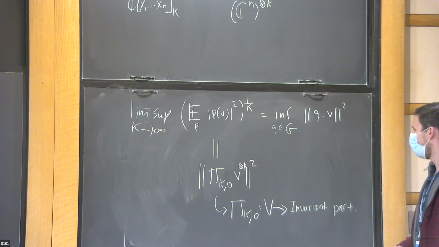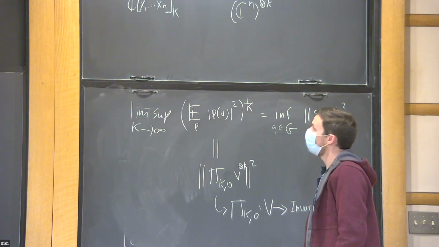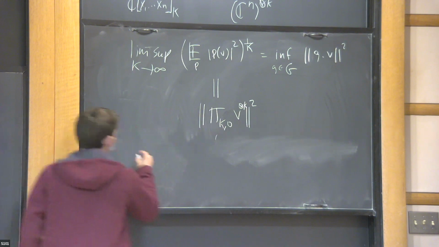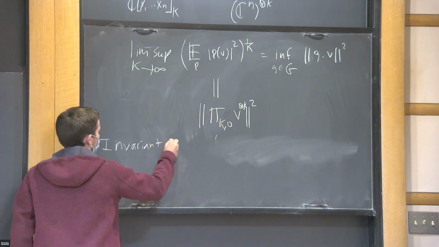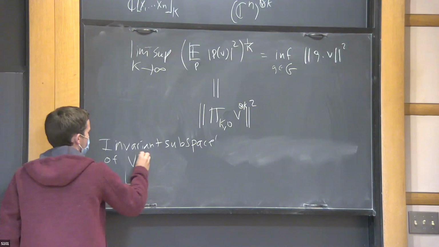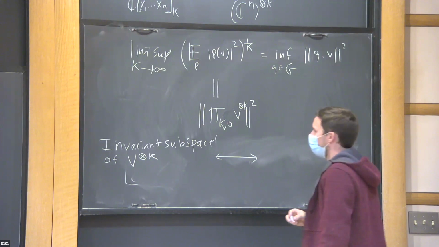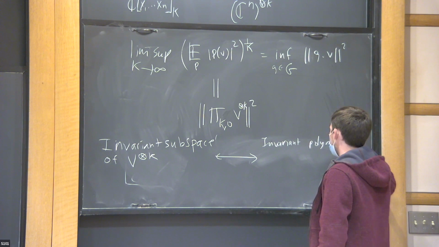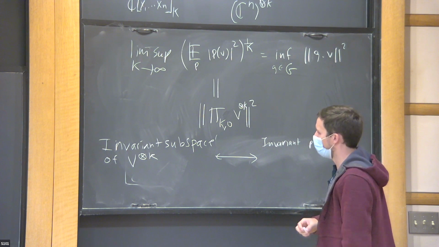So the trivial representation somehow captures the... Yes, exactly. So in some sense, the invariant subspace of V tensor K is like the exact same thing. It's in bijection with the invariant polynomials. Actually there's a little bit of a lie here, but let me maybe not say bijection, say it this way.